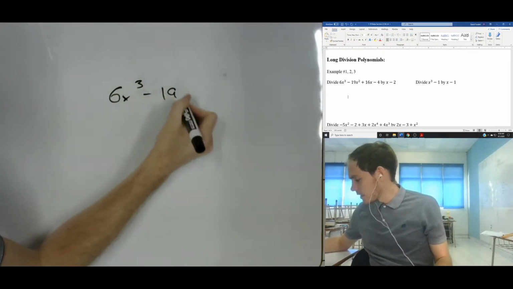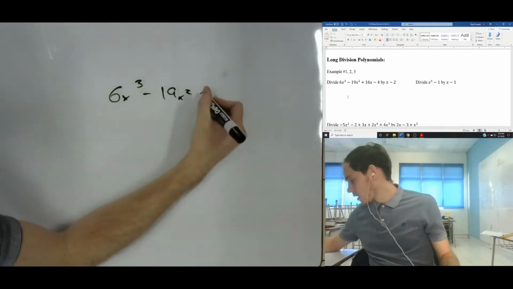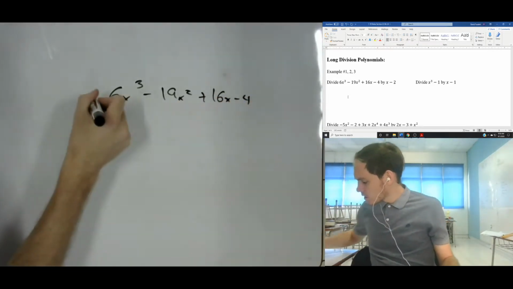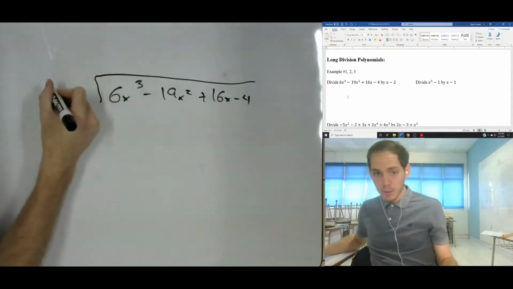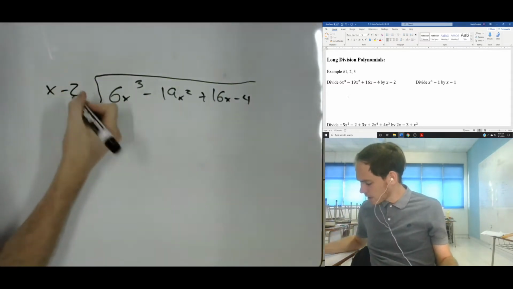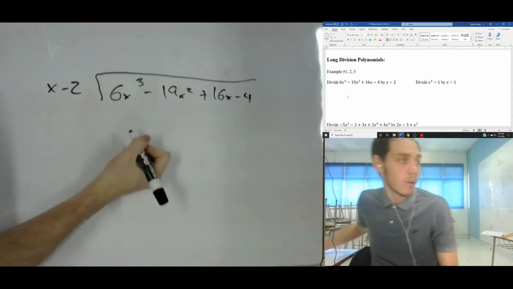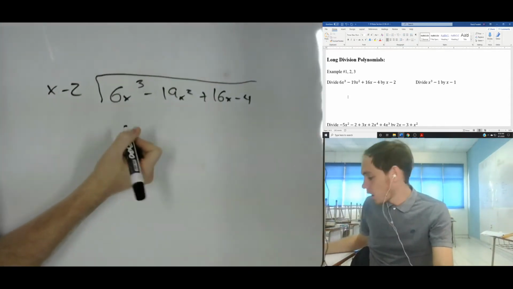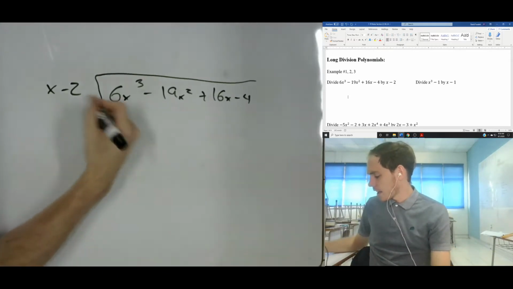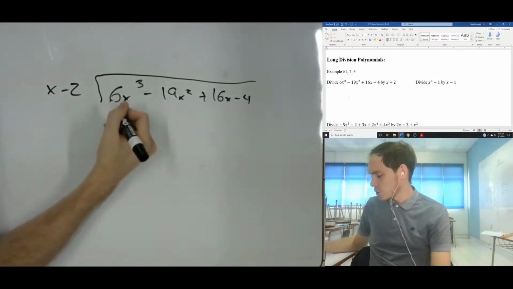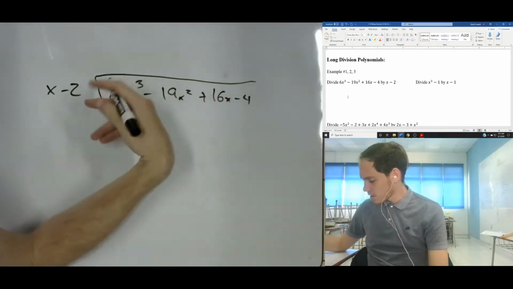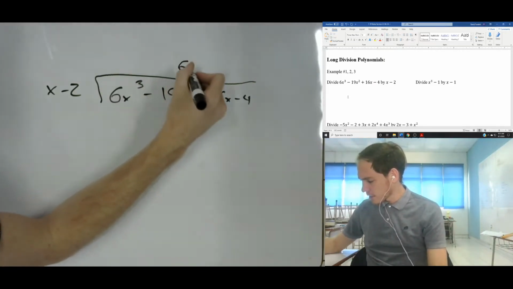Now the book sets it up this very idea, plus 16x minus 4. So we will be doing problems with both synthetic division and long division on the whole thing. Okay, so first things first, we are going to look at how x divides into 6x cubed. And so you write that, so that will divide 6x squared.